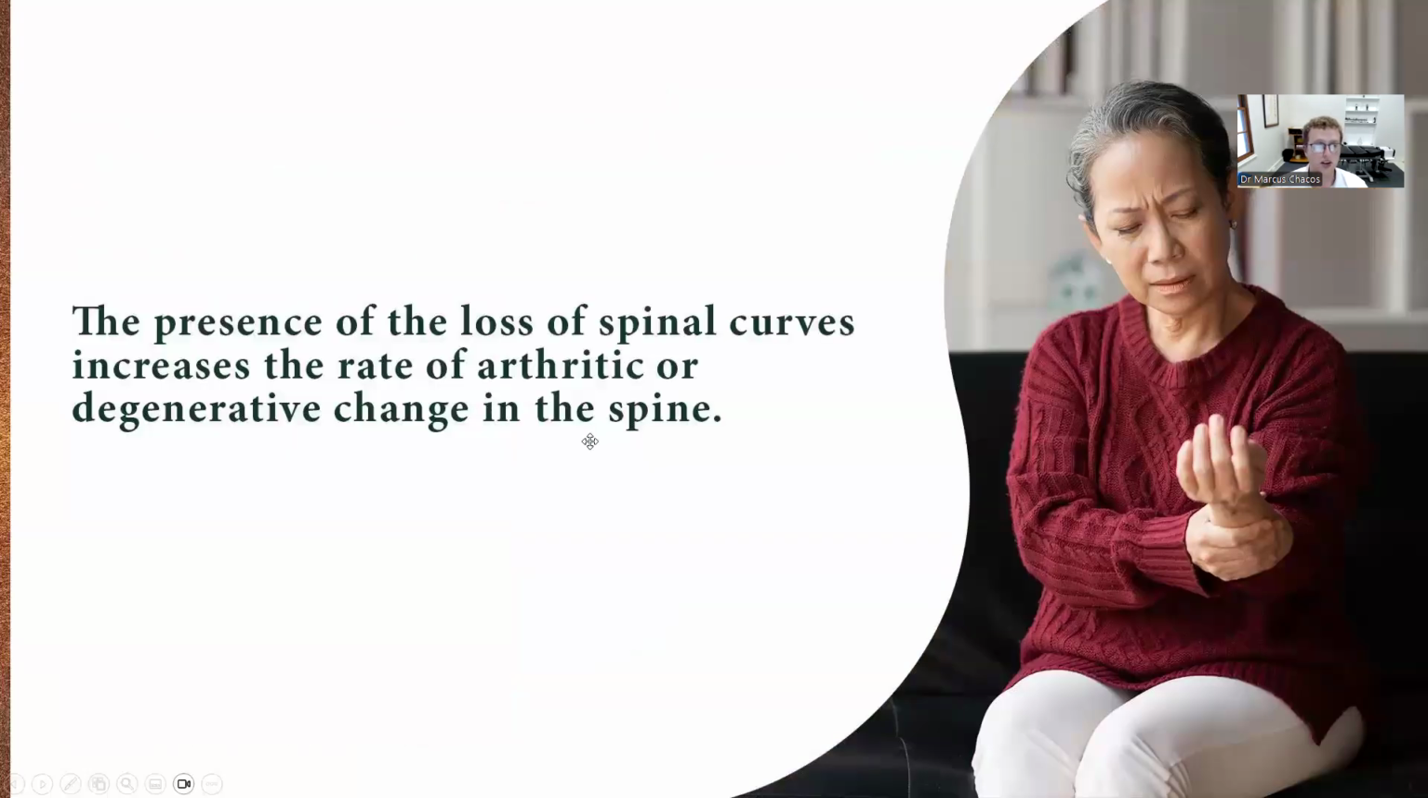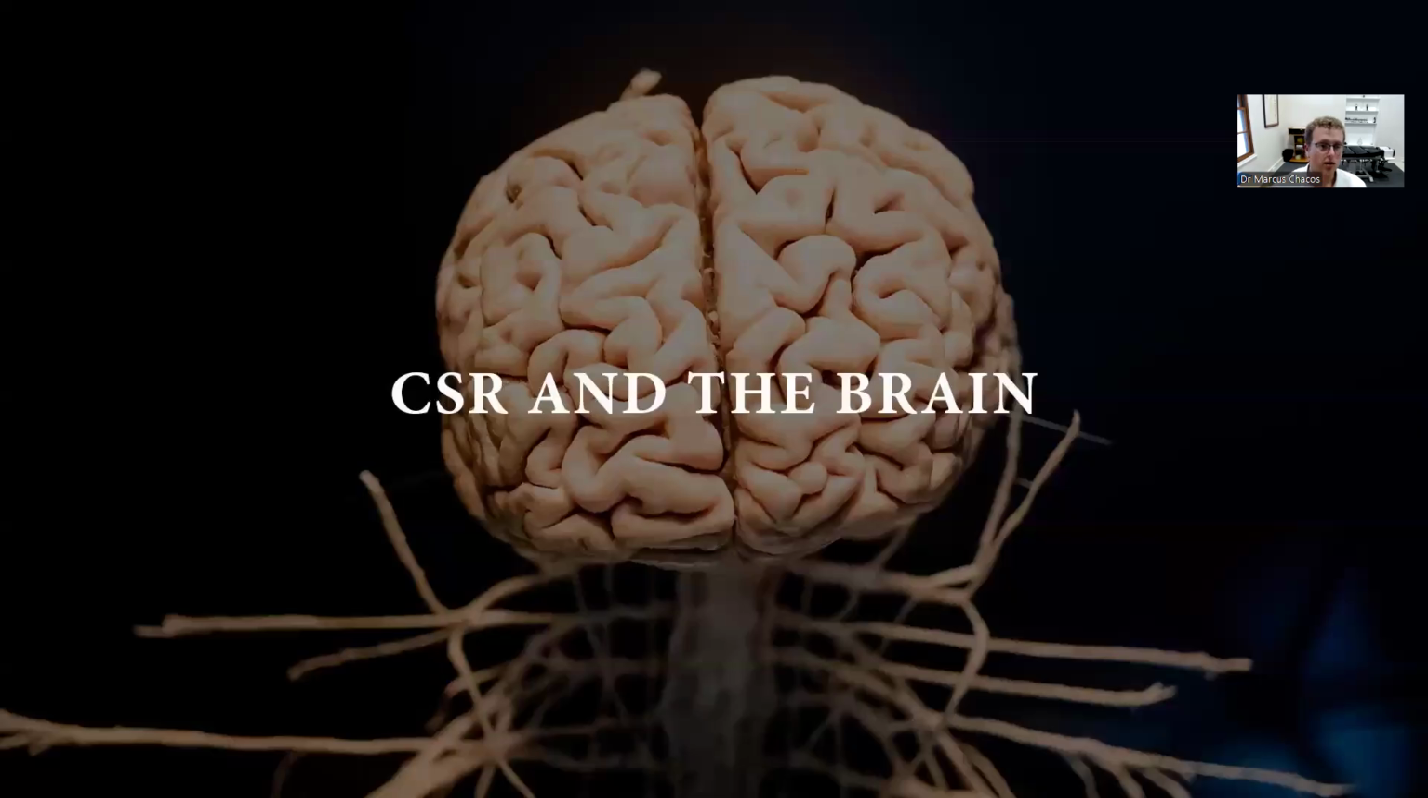The presence of loss of spinal curves increases the rate of arthritic or degenerative change in the spine. Like we've stated, changes in the spinal curves are going to influence your spinal health, the way you function, how you feel, your overall quality of life, and I guess how you're healing as well. So CSR and the brain.